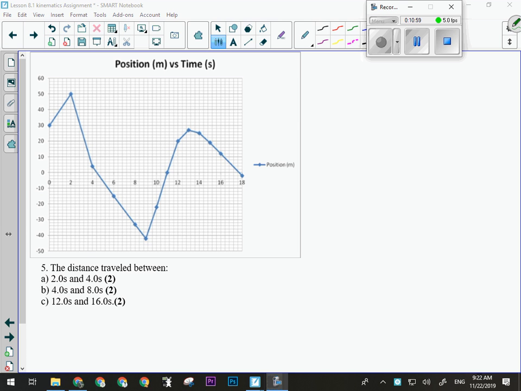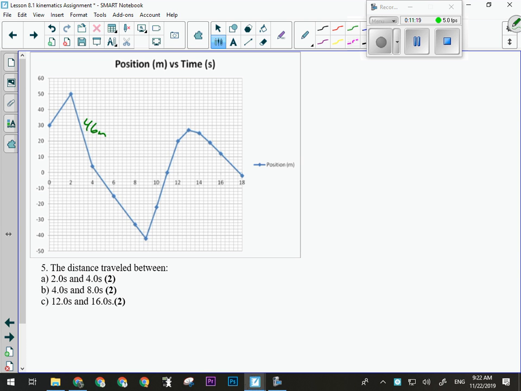All right, so on number 5, we're looking for the distance traveled between 2 and 4 seconds. Well, it actually doesn't change. It's just not negative. It's just 46 meters. The only time distance is going to be different from displacement is if there's a change in direction. But as long as it's a straight line in all one direction, they're going to be equal.